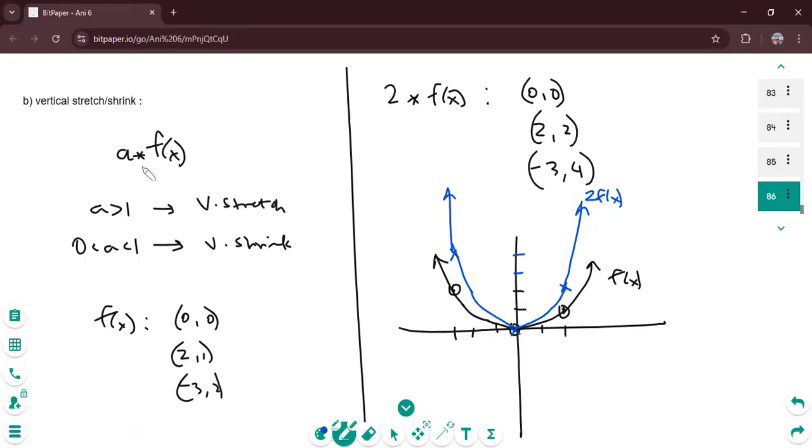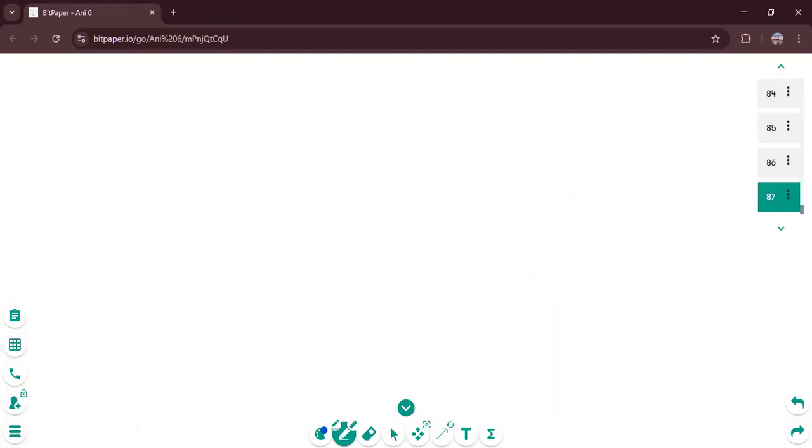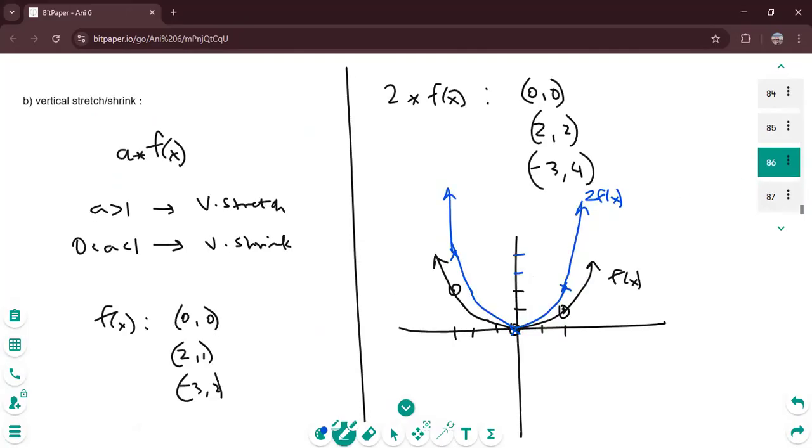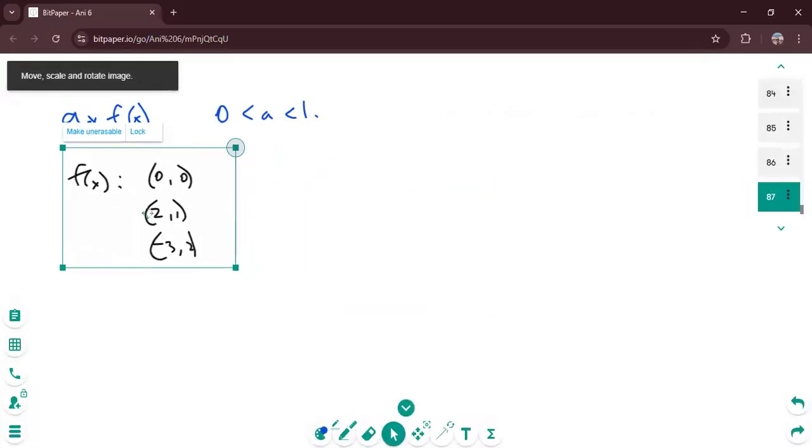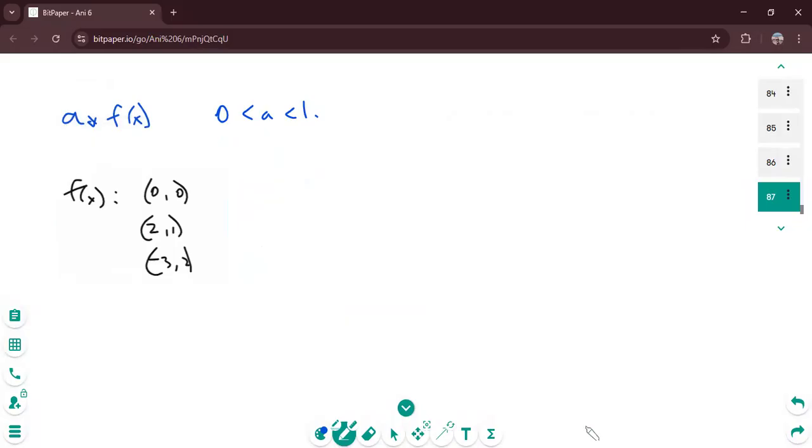Now, if you have a vertical shrink, right, essentially all the y coordinates get divided by something, right? For vertical shrink also, you will apply the same formula, but the a value lies between 0 and 1. All right, that's the rule for vertical shrink. So let's say that you have the same function f of x, and you've got these same 3 points. And let's say that you want to vertically shrink it by a factor of 1/3, or let's say by a factor of 1/4.